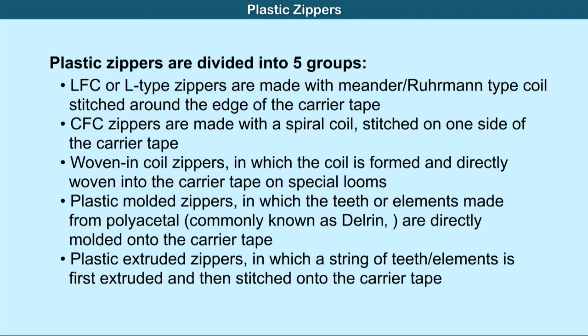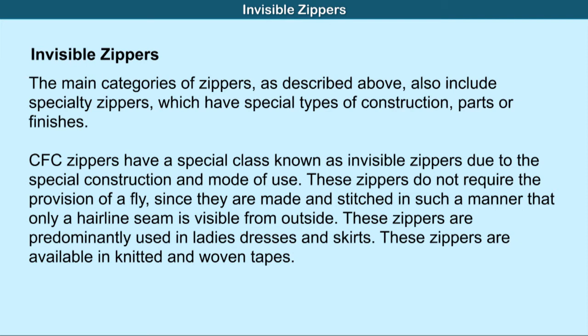Next is plastic molded zippers, in which the teeth elements made from polyacetal, commonly known as Delrin, are directly molded onto the carrier tape. Next one is plastic extruded zippers, in which a string of teeth elements is first extruded and then stitched onto the carrier tape. Next is invisible zipper.